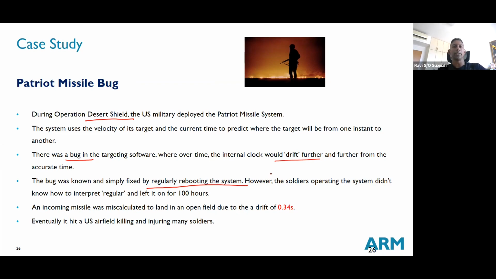Without clear instructions, the soldiers who were using the system were not able to interpret what is meant by regularly. So they left it on for more than 100 hours. When there was an incoming missile from the enemy side, the system miscalculated it and predicted it would land in some open field because of the drift. You can see the drift is very small, yet so significant because you're talking about a missile system. Eventually, because of this drift, it actually landed on a US airfield, killing their soldiers.